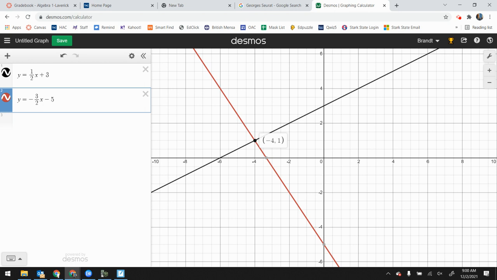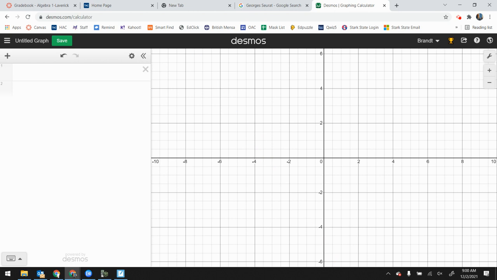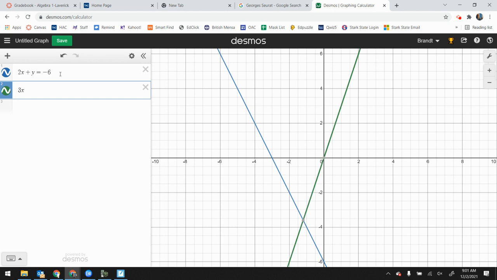Questions about that? Let's do the last one then. Example 3C. Now, notice how everyone that we've tried to do has been in y equals. Desmos, now listen to me. Desmos used to make you put it into y equals, but guess what? They changed their system. You don't even have to do that anymore. 2x plus y equals negative 6. And then 3x plus, minus 0.5y equals negative 7.